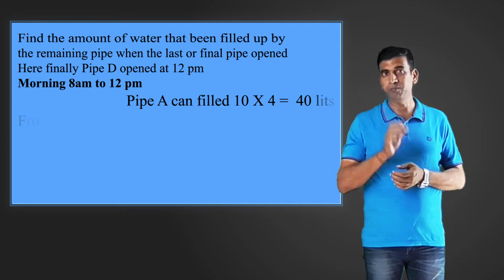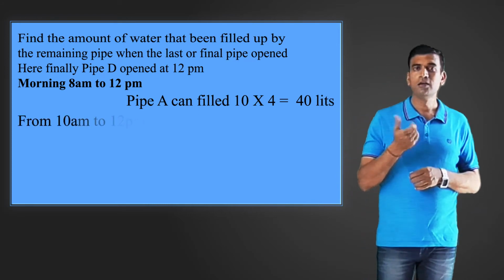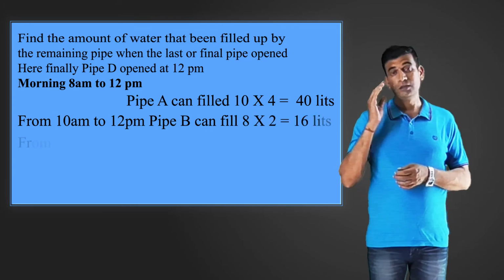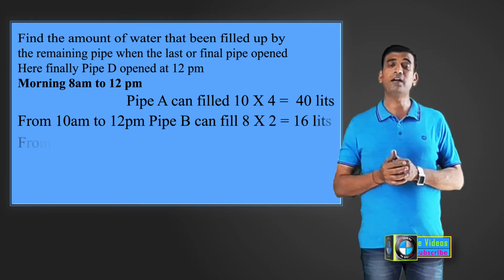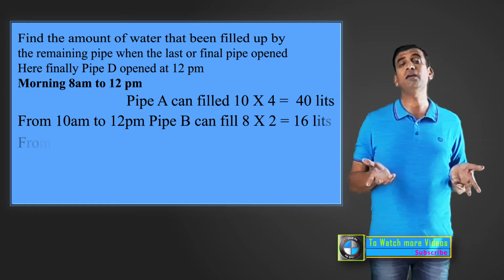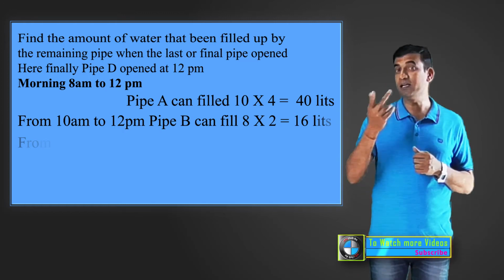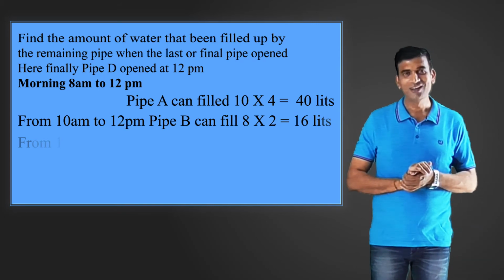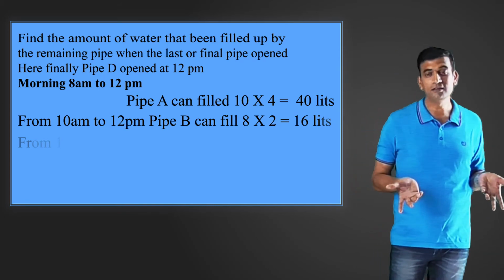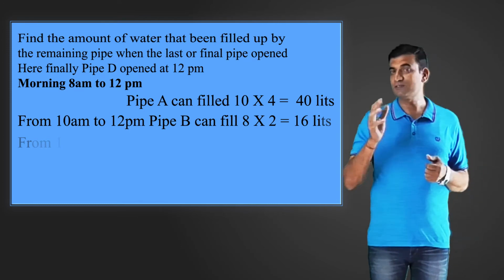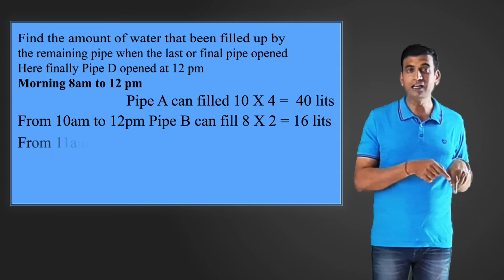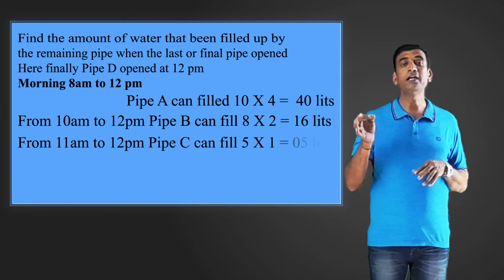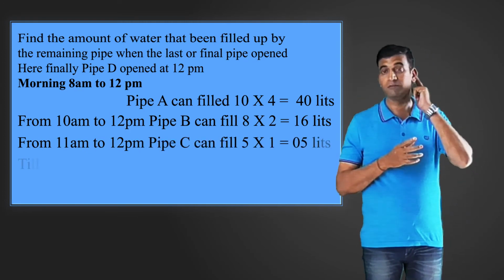Okay. Now pipe B opened at 10. So till 12, it's open for 2 hours. Now the efficiency of B is 8 liters, 2 hours, 16 liters. Now what is the efficiency of C here? 200 divided by 40 means 5 liters. C opened at 11. So till 12, 1 hour. So 1 into 5 liters.